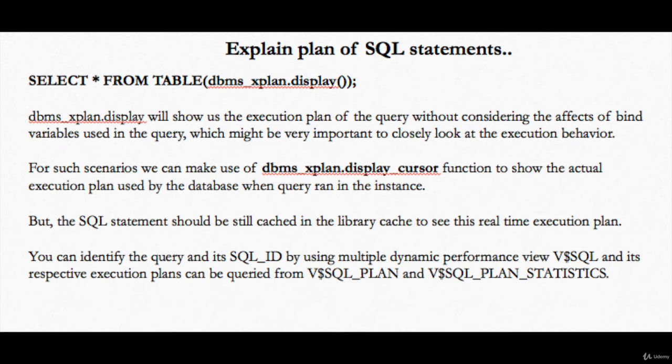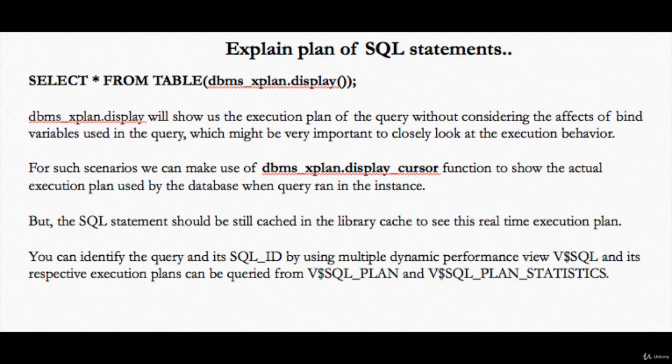It's the same thing: select star from table DBMS_XPLAN.DISPLAY will show us the execution plan of the query, even if it has bind variables. It helps us to closely monitor the behavior of the SQL. So for those scenarios we can use the DBMS_XPLAN.DISPLAY_CURSOR function, which is more effective to show the actual execution plan used by the database when the query ran in that instance. The SQL statement should still be cached in the library cache, so it's like the real execution plan itself.